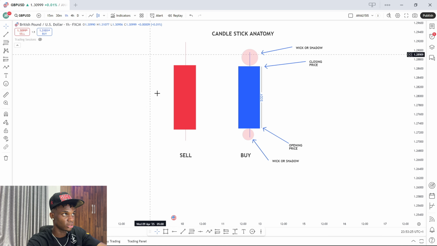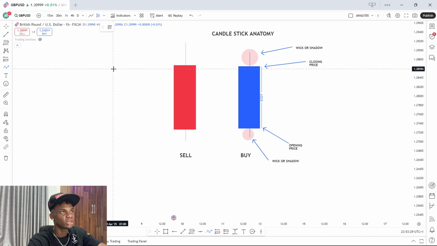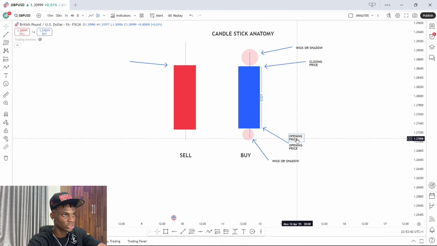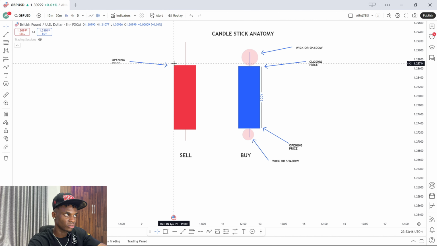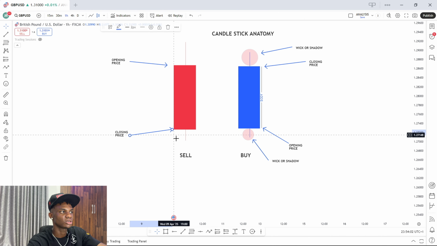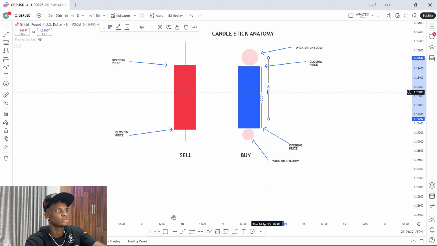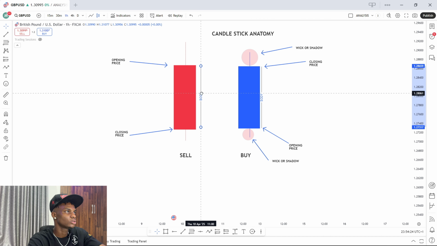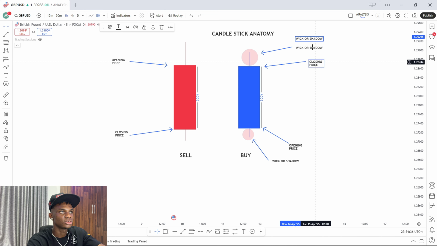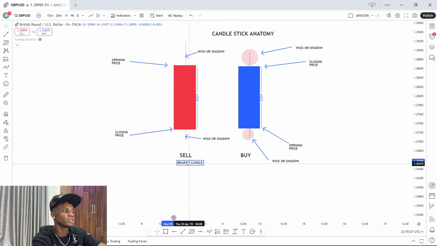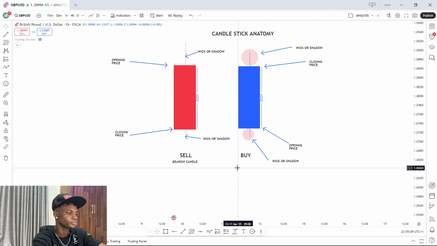In the sell situation, that's a bearish situation, it is different. The only thing different is the opening price and the closing price. In the buy situation, the opening price is below, right? But in the sell situation, the opening price is above. This is the closing portion of the candle. The body is still the same. This whole place is still the body. This is still the wick, the shadow of the candle. It's a bearish candlestick, while this is a bullish candlestick.